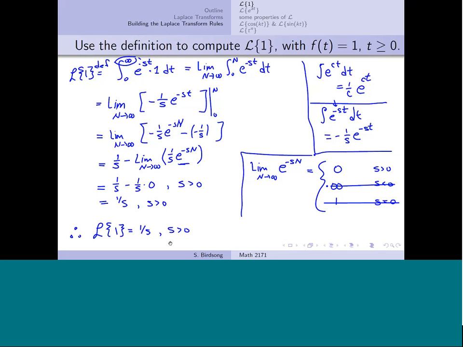And I don't know if you guys saw it yet or not, but I already posted on the Canvas the rules for Laplace transforms for the continuous functions. It doesn't have the discontinuous functions on there, but we'll get to them, probably on Tuesday, based on the current time. But that's it for the first Laplace transform.